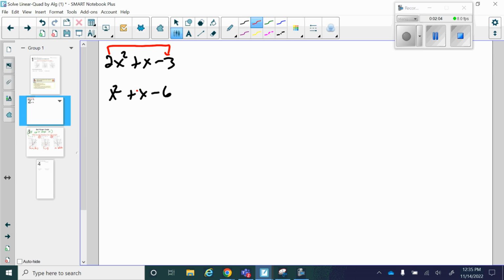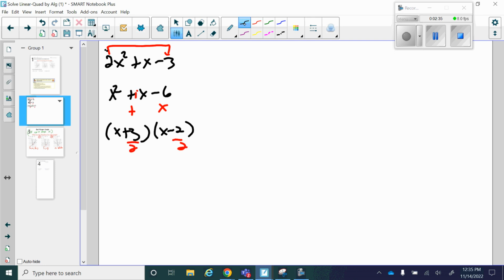Remember, there's a 1 right here, we just want to write it. So when I find the factors of 6, when I add them, it gives me 1, but when I multiply, it gives me -6. And those factors are 3 and -2. So x plus 3 and x minus 2 are my factors. But because I multiplied at the beginning, I've got to undo that multiplication. So I'm going to divide the factors by 2.